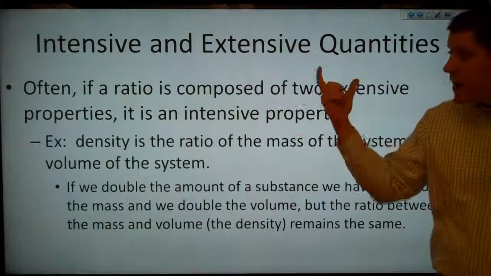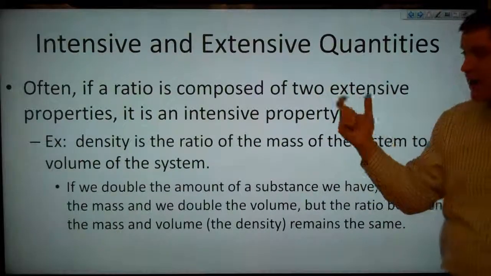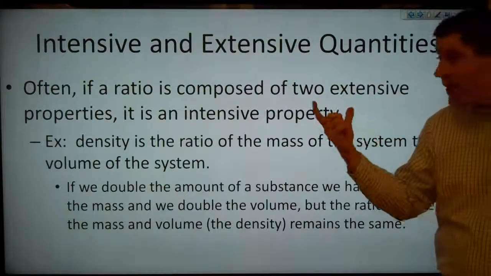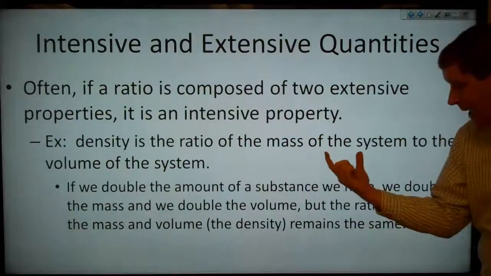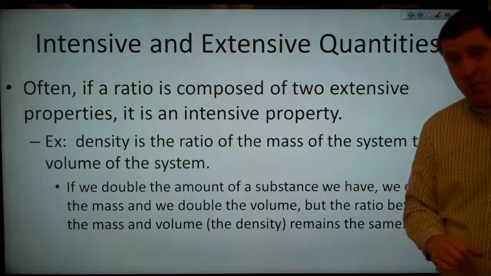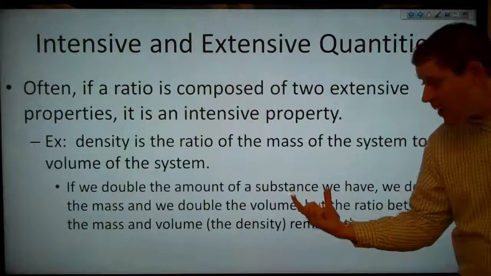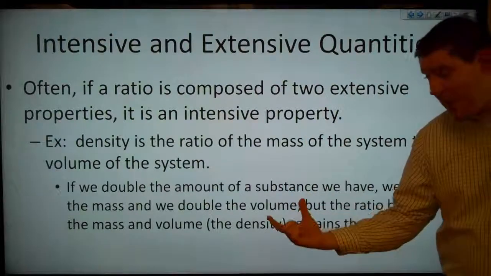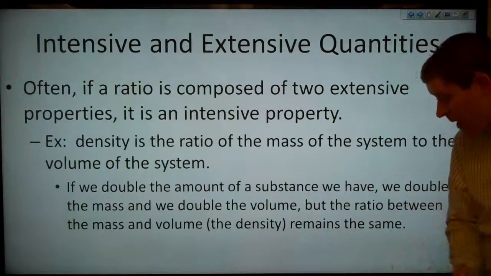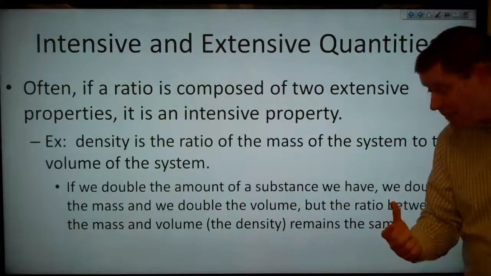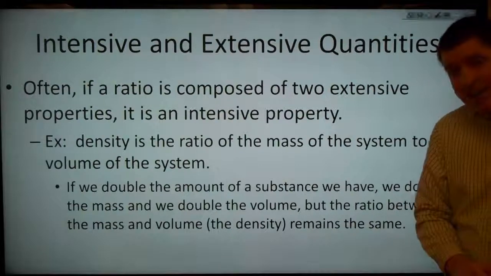Now often, if a ratio is composed of two extensive properties, then that ratio is an intensive property. For example, density is the ratio of the mass of the system to the volume of the system. And if we double the amount of a substance that we have, then we're doubling the mass, but we're also doubling the volume. And this means when we take the ratio between them, the density, that ratio is the same.